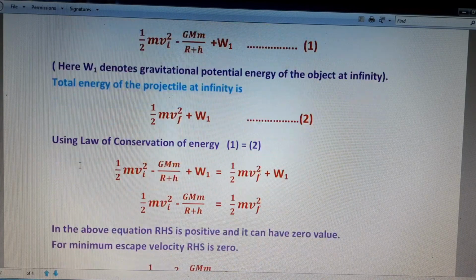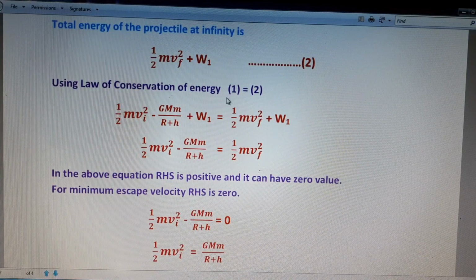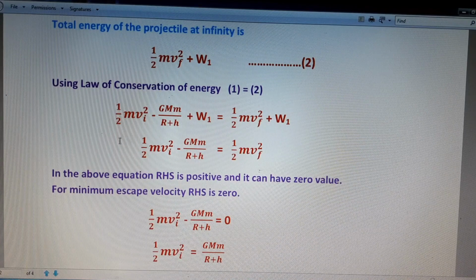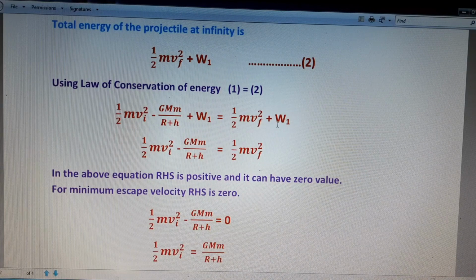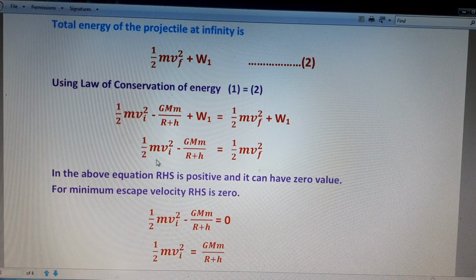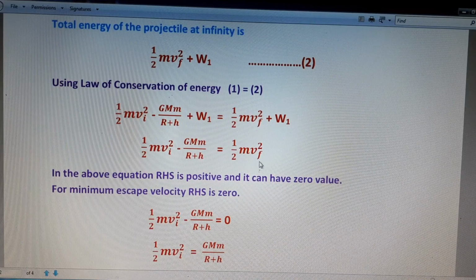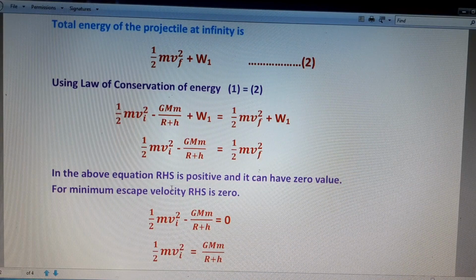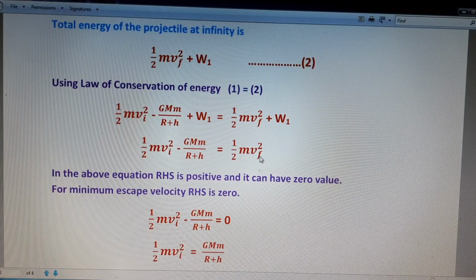Now we can use the law of conservation of energy. Equation number 1 is equal to equation number 2. So half m vi squared minus GMm by (r plus h) plus W1 is equal to half m vf squared plus W1. So W1 will be cancelled, and the remaining terms are half m vi squared minus GMm by (r plus h) is equal to half m vf squared. In the above equation, the RHS, half m vf squared, is positive and its minimum value can be 0. So the total term is 0. For minimum escape velocity, the RHS is 0.